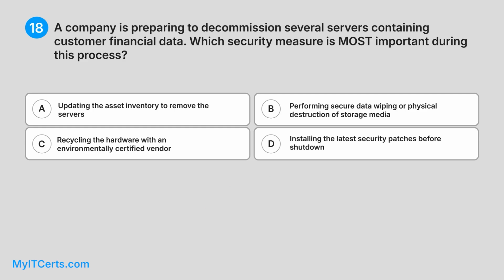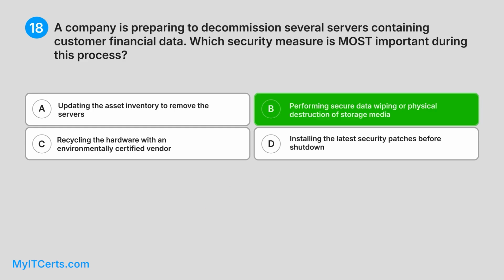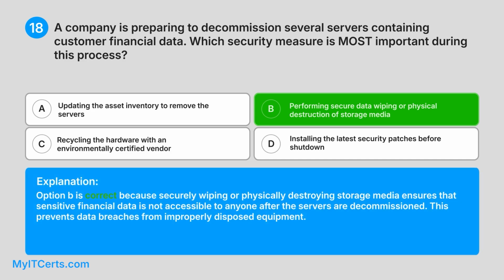Correct answer. B. Performing secure data wiping or physical destruction of storage media. Explanation. Option B is correct because securely wiping or physically destroying storage media ensures that sensitive financial data is not accessible to anyone after the servers are decommissioned. This prevents data breaches from improperly disposed equipment.